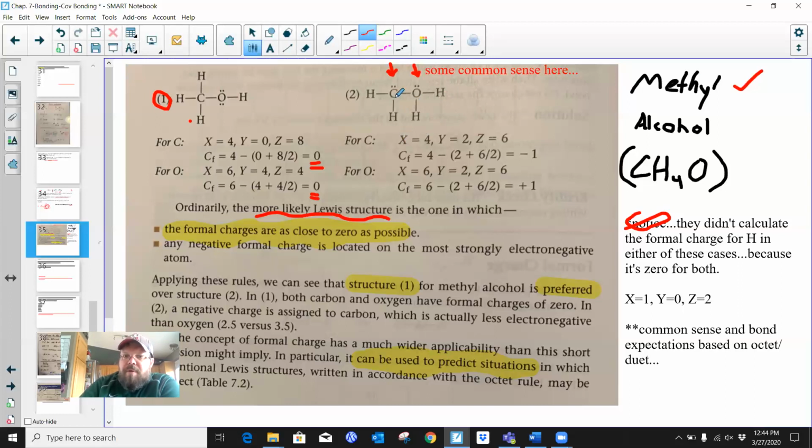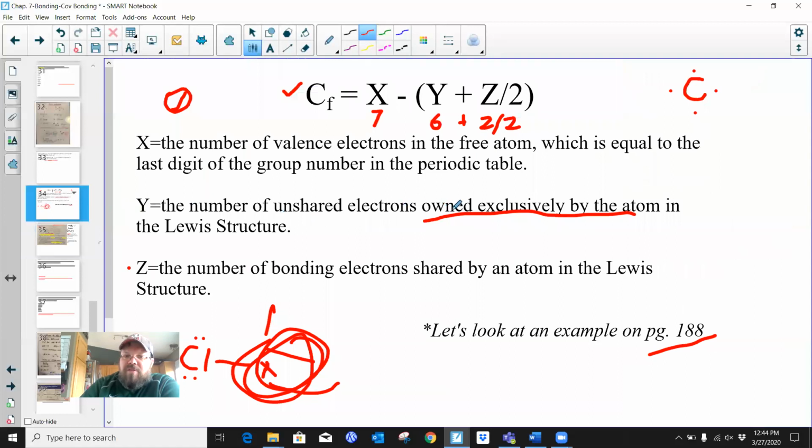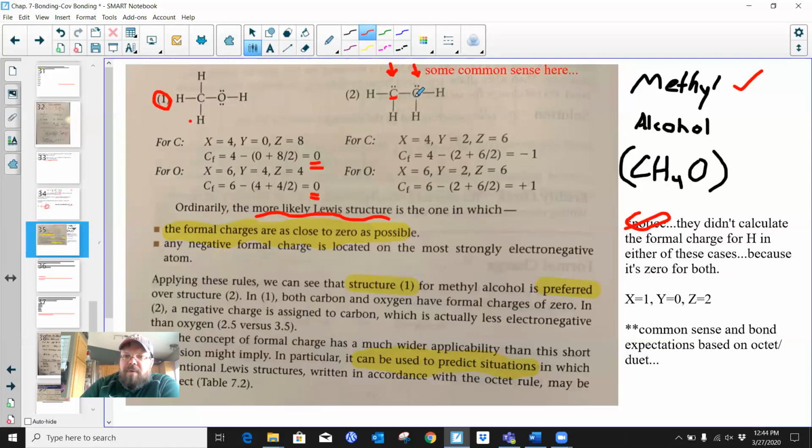Okay, so here's the carbon in the middle. The X value is 4, the number of valence electrons in a free atom. The Y value, again, is the number of electrons owned exclusively by the atom. Well, that's 2 electrons in this depiction. And then the Z value is the number of bonded electrons: 2, 4, 6. There are 3 total bonds, 6 total electrons. So 6 divided by 2 is 3, 2 plus 3 is 5, 4 minus 5 is minus 1.